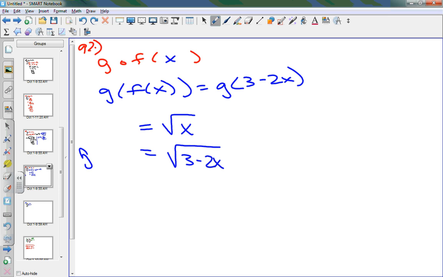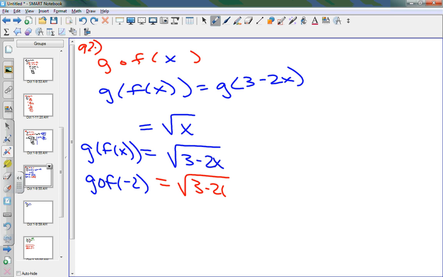This is G of F of X. That's what that is. And then all you have to do is plug in what? A negative 2 in there to give you the square root of 7. I don't care how you do it as long as you do it. Okay, that's fine. Do we understand that? They're both correct.